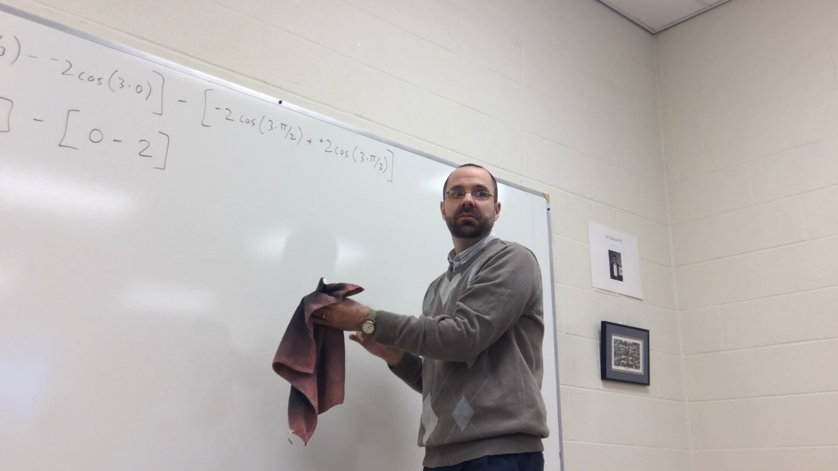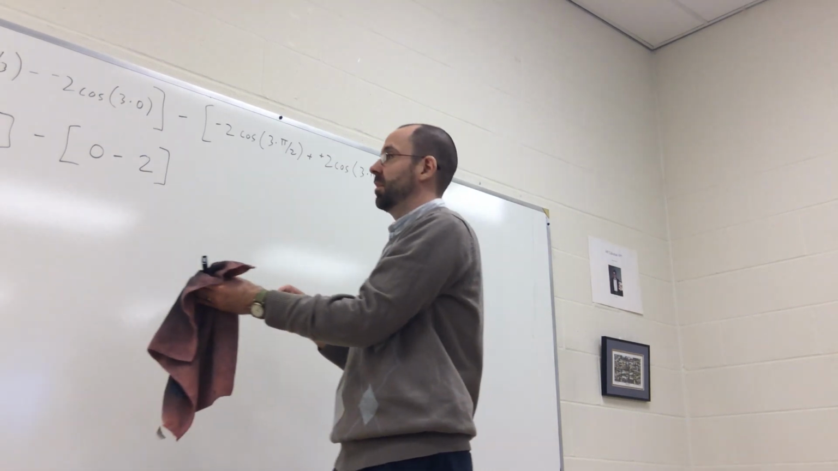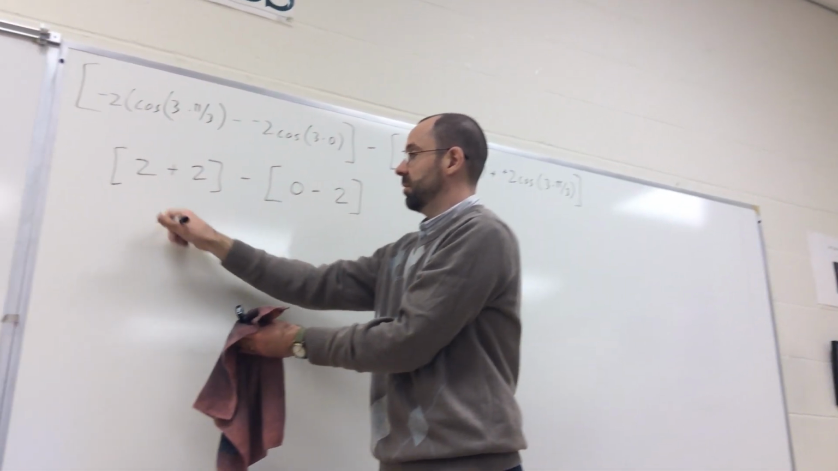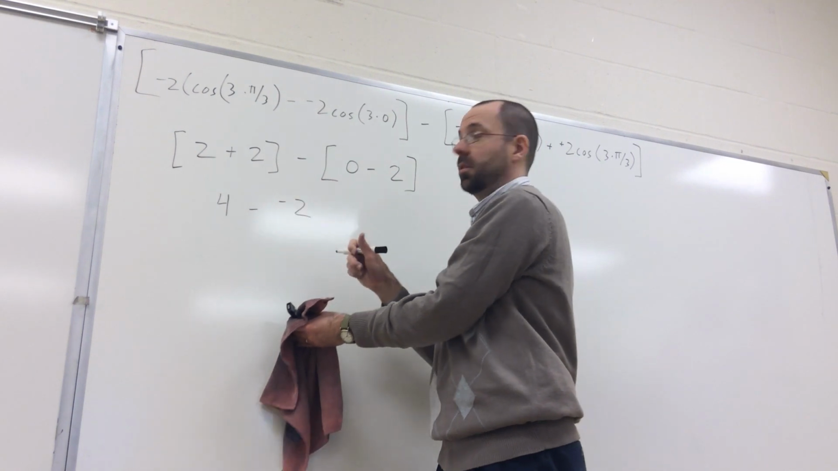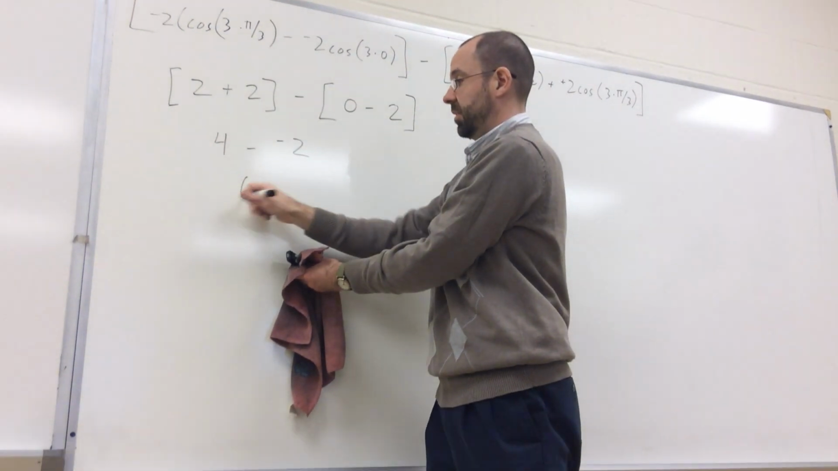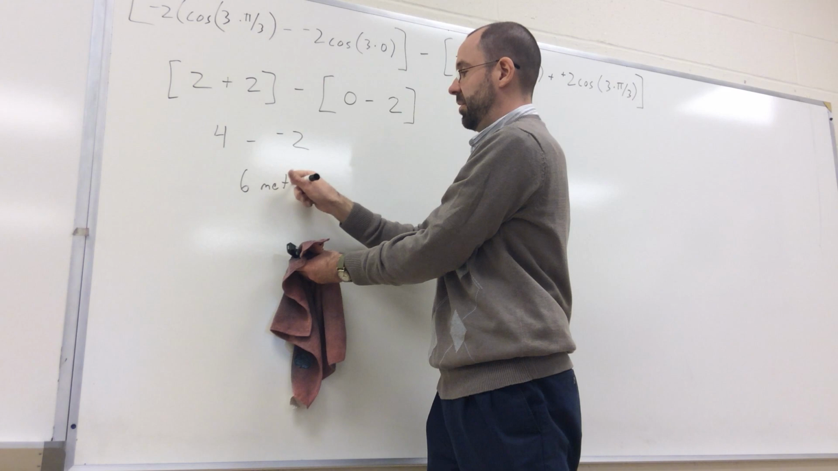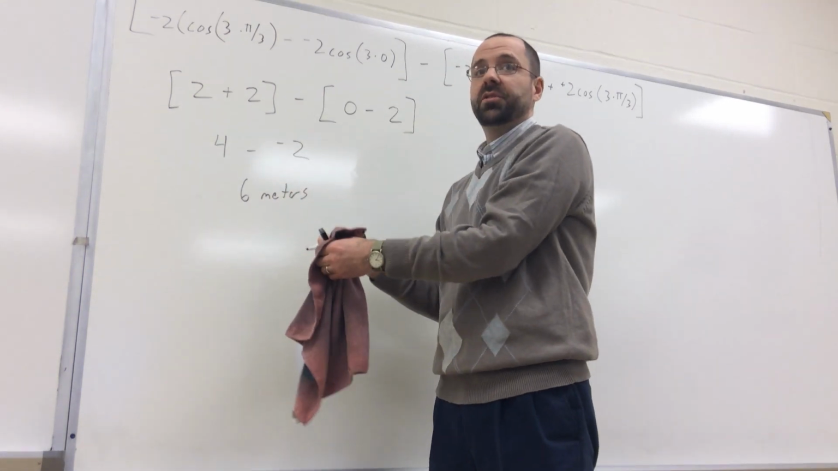Everybody else good? Okay, so then this is 4. Minus negative 2, so 6. So 6 meters is the total distance traveled.